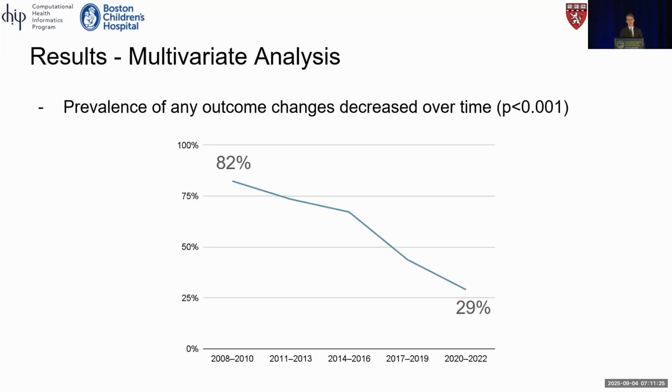One interesting trend that we found in our multivariate analysis is that the prevalence of these changes has decreased significantly over time. So in trials that started from 2008 to 2010, we found primary outcome changes in 82% of these trials. But by 2020 to 2022, we found those changes in only 29% of trials.